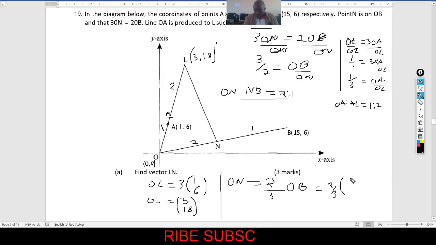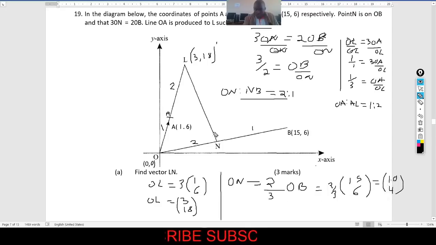OB is (15, 6). You have the column vector, so 2 over 3 times (15, 6). Remember this one, 5 times 2 is 10. It gives 10. 2 over 3 times 6: 3 into 6 is 2, 2 times 2 is 4. So we have ON is (10, 4).